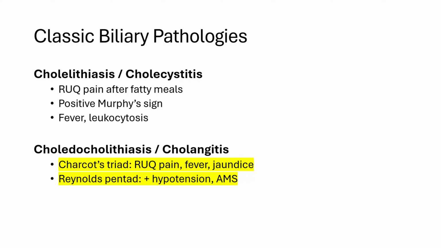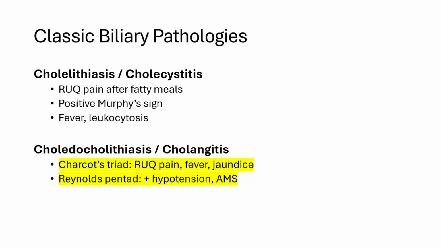Okay, now let's cover some classic biliary pathologies. We already covered cholelithiasis, which just means you have stones in the gallbladder. But then you have cholecystitis, which is inflammation of the gallbladder, usually caused by stones. Patients will present with right upper quadrant pain after eating fatty meals. You'll have a positive Murphy sign, which I'll describe in the next slide. And then they'll also be febrile and leukocytotic.